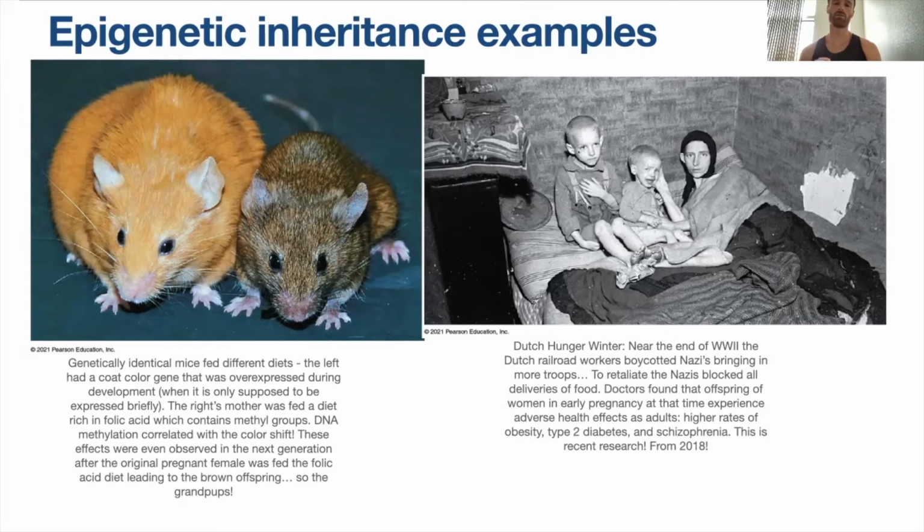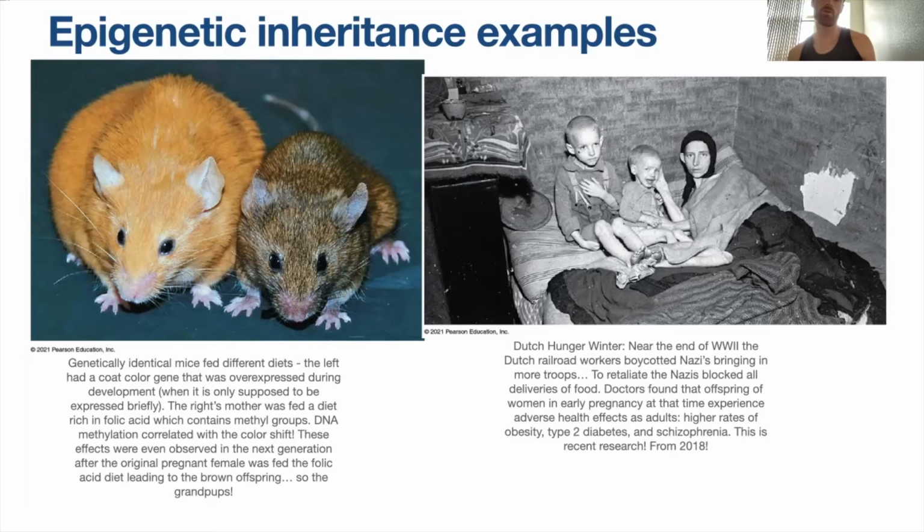The Dutch hunger winter. Towards the end of World War II, the Nazis were going to bring more troops into the Netherlands, but the Dutch railroad workers boycotted the Nazis from bringing in more troops. So the Nazis, to retaliate, blocked food delivery. Assholes. And so 20,000 Dutch people actually died of starvation. And there were pregnant women.